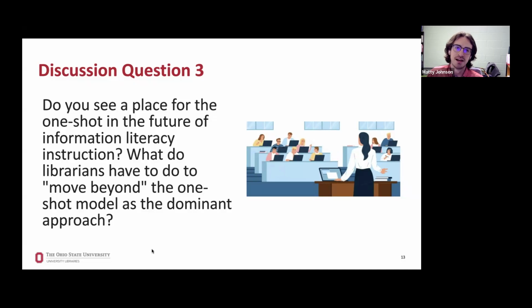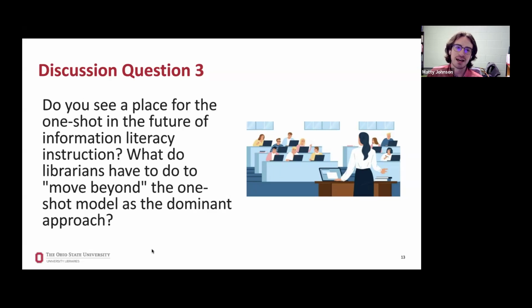Nicole gave her presentation at the Big Ten, I think it was the Big Ten, about thinking about one shots and this idea of like the 2-shot and the 3-shot and so on, and just adding more and more labor to the work of one-shot library instruction.